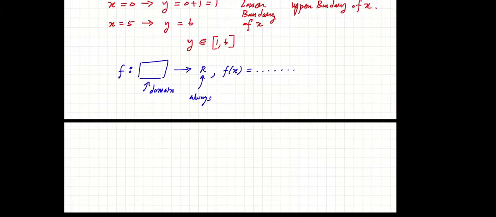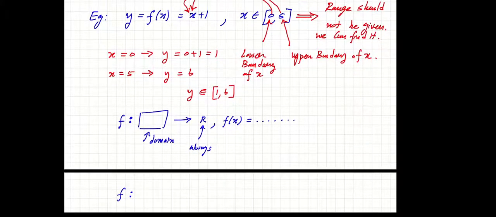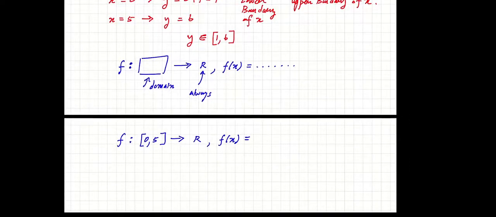So now how do you write this one? You write f, double dot. The domain is going to be from 0 to 5, and then it's R, f(x) is equal to x plus 1. This is our functional notation. So in exams and other papers, you will have the functions defined in this way, so we have to know what is what.